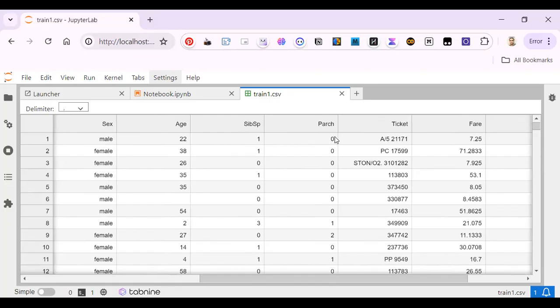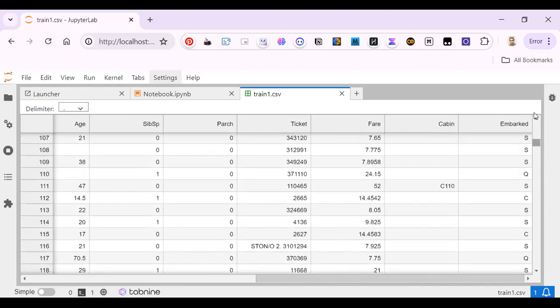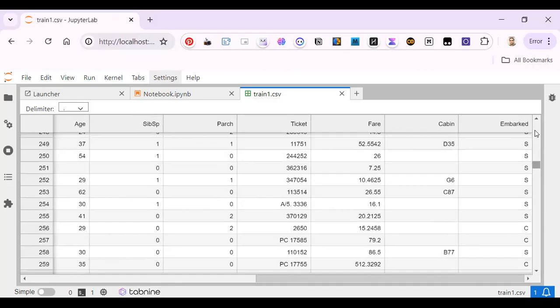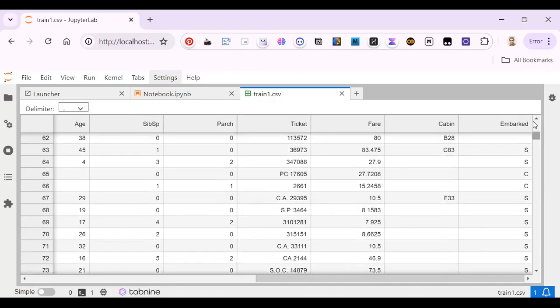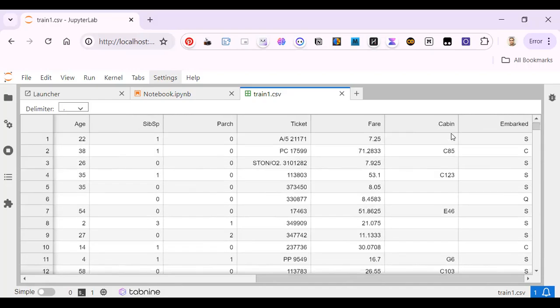So the person is traveling with parent or child or siblings or spouse, and this is the ticket number, and this is how much fare. This indicates the station, where they travel from, three stations, so that is the reason they are giving stations here. But some of the people are not taking cabin. So that also indicates whether the person has died or not. Why? Because we don't know.